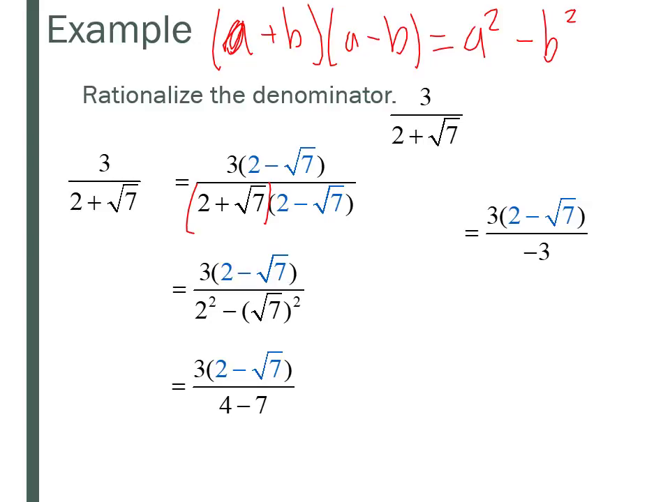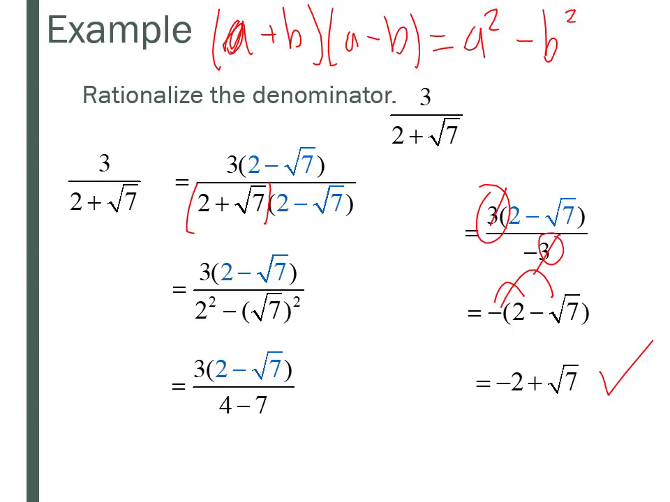Now if you notice, I have a 3 in the numerator and a 3 in the denominator. So that means that my 3 is going to cancel out. Be very careful when that 3 cancels out, because you are still left with that negative. So we're going to distribute that negative, and we get negative 2 plus the square root of 7 as our final answer. Good job.